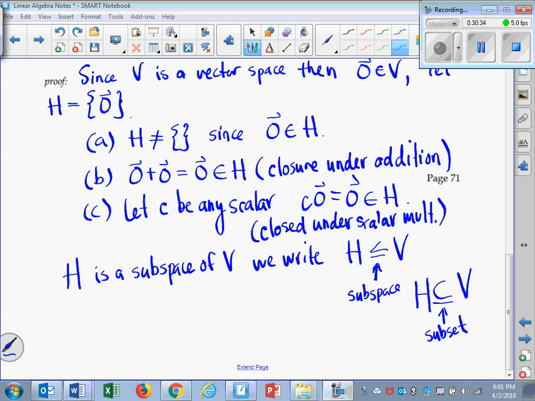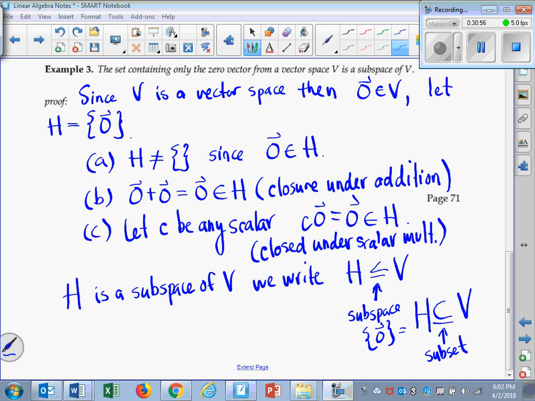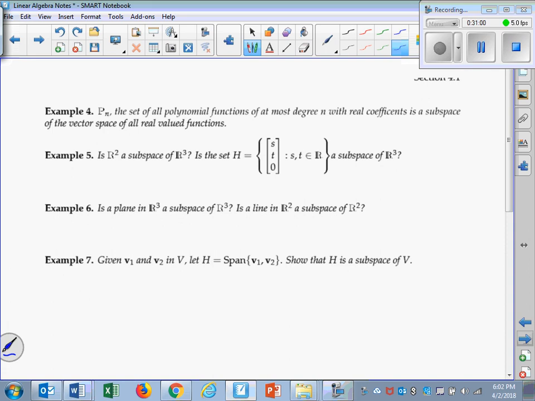Okay, good. So now we can actually say that any vector space has a subspace, and it's this trivial subspace called just the zero vector. That's all it has in it, is just the zero vector, and that is always going to be a subspace of any vector space. Okay, well, let's look at the next page here.